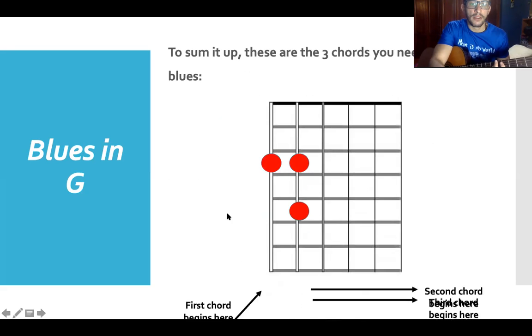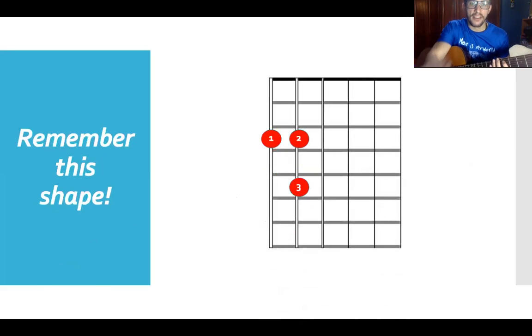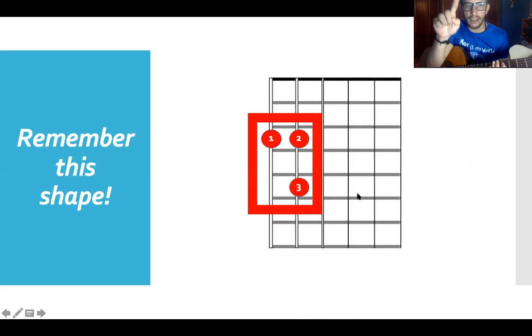Now, look at this diagram. The first chord begins here, the second chord begins here, and the third chord begins here. It's very important that you remember this shape, for the first chord, the second chord, and the third chord. The starting points. Remember this shape. It's like an L shape, an inverted L, because that way we're going to know how to play the blues chords in any key.